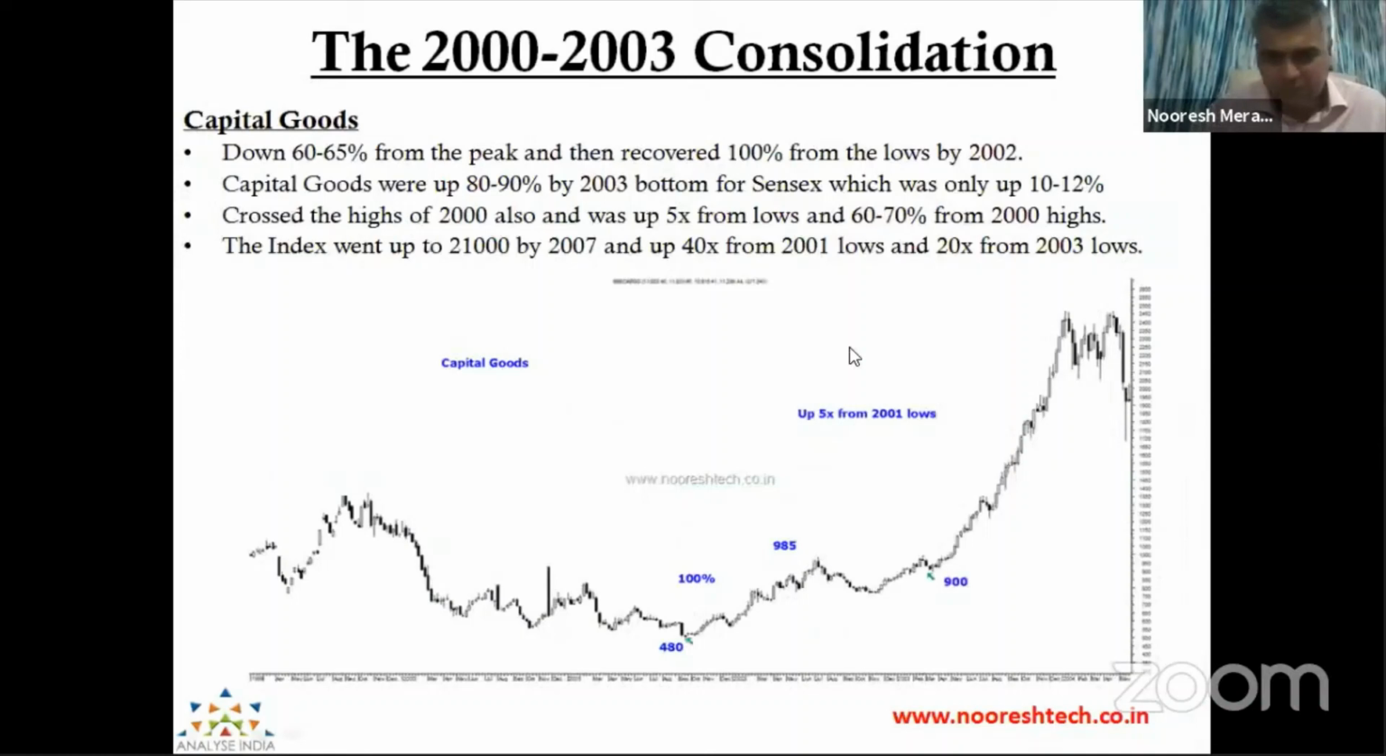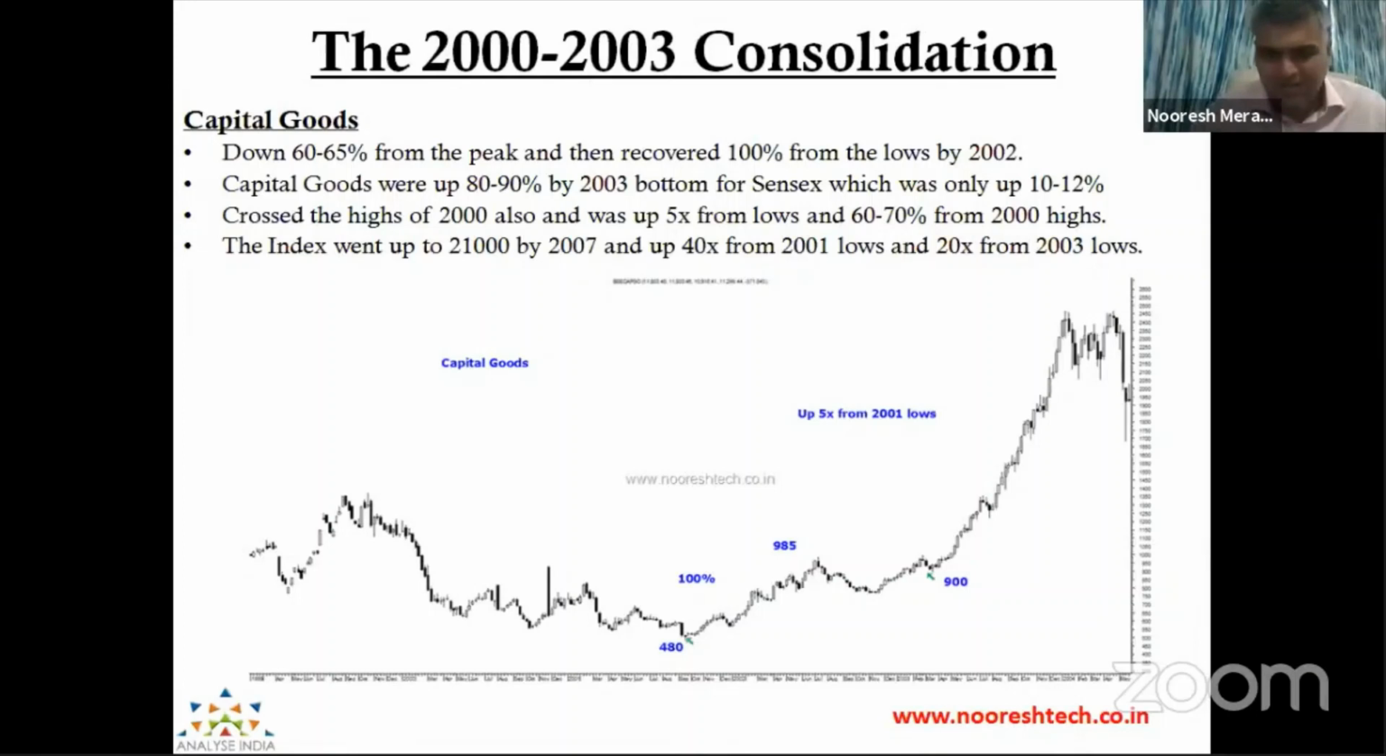Next was capital goods. Again, similar, fell 60%, just like the index. Recovered 100% from the lows. By 2002, 2003 bottom, it was up almost 60-70%, 80 to 90% by 2003 bottom. It was up 5x from the 2001 lows by 2004. And this index went up to 21,000 by 2007. So it went from 500 to 21,000. It was up 40x from the lows of 2001 and 20x from those of 2003.